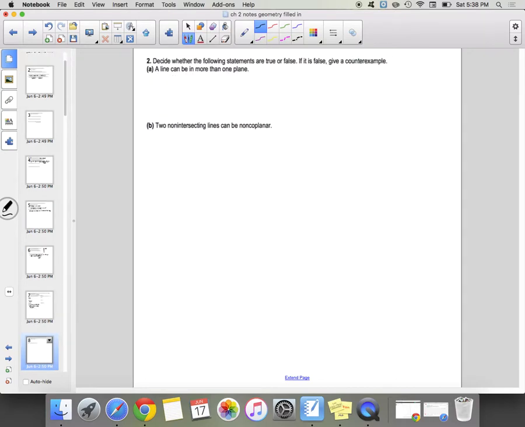Okay. So it says decide whether the following statements are true or false. If it's false, give a counterexample. So a counterexample is where we give an example that proves it wrong. So 2A says a line can be in more than one plane. So I think that's true. An example would be like if I was drawing the classroom out, the front wall and the side wall, this line is in 2 planes, right? Or if I draw like the spine of a book. So I have all these pages in the book, right? The line that's right here as the spine of the book, that's in all of those planes, okay? So this one is true.